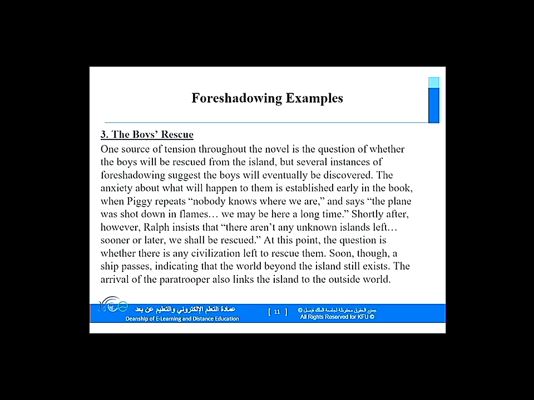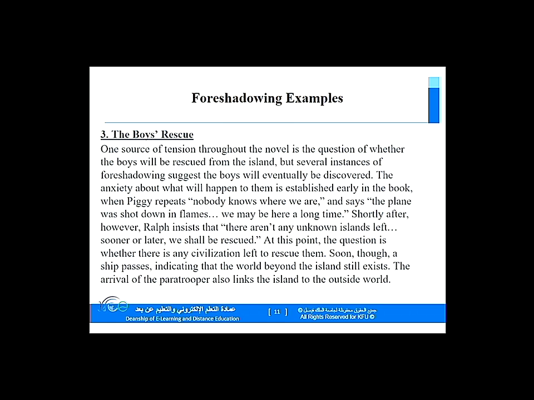The boys' rescue. One of the sources of tension throughout the novel is the question of whether the boys will be rescued from the island. But several instances of foreshadowing suggest the boys will eventually be discovered. The anxiety about what will happen to them is established early in the book, when Piggy repeats, "Nobody knows where we are," and says, "The plane was shot down in flames. We may be here a long time."